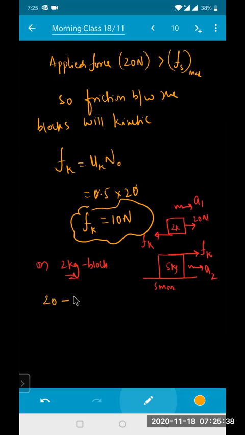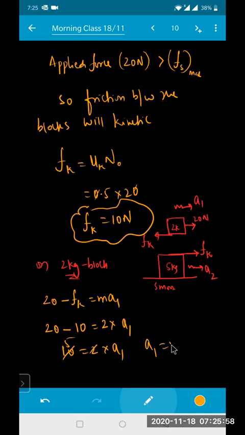So it is 20 minus Fk will be equal to mass into acceleration. Fk value is how much we got? 10. So 10 is equal to mass of that one, which is 2, into acceleration a1. So 20 minus 10 is 10, equal to 2 into a1, isn't it? So a1 is equal to 5. That means a1 is equal to 5 meter per second square.